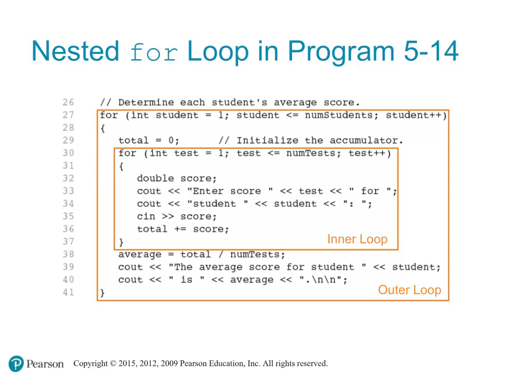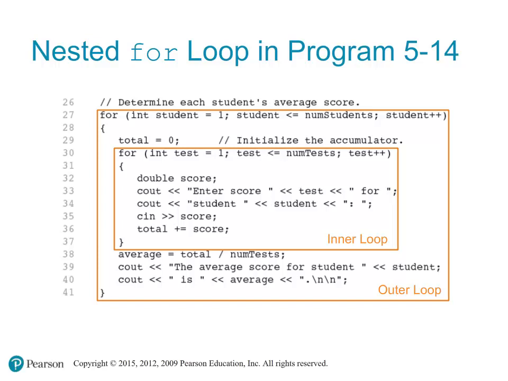This section of code calculates the average score for each student based on a series of test scores. It uses nested loops: an outer loop for iterating through students, and an inner loop for iterating through each student's test scores. For the outer loop, the purpose is to iterate over each student. The range is from student 1 to numStudents. Before entering the inner loop, the accumulated total is initialized to 0 for each student.